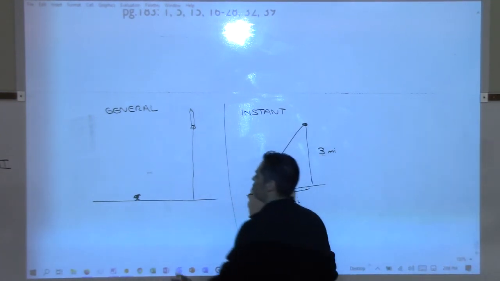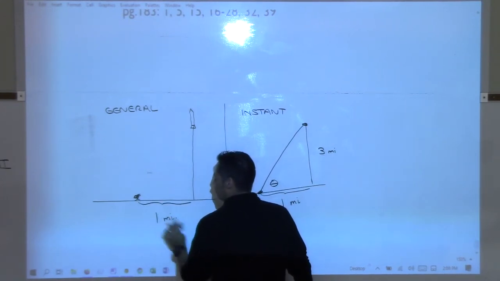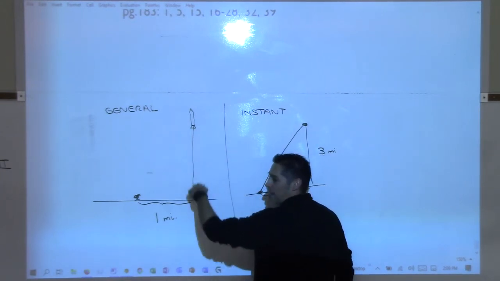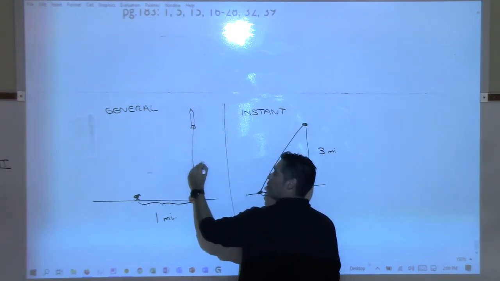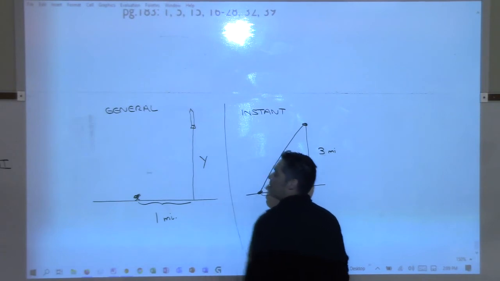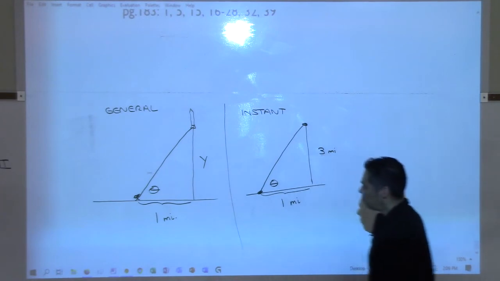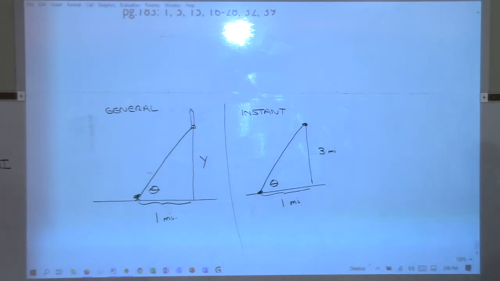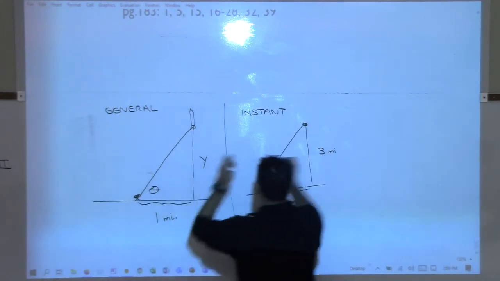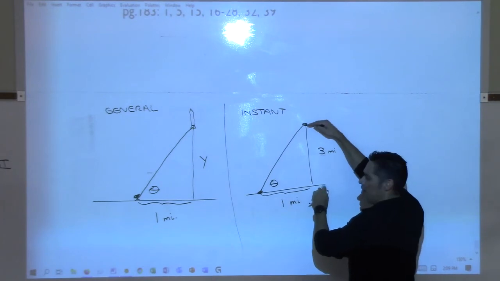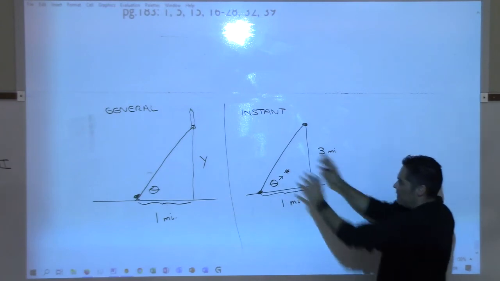Over here, in the general picture, this distance is 1, and that doesn't change, because the observer doesn't move. But the height of the rocket is changing, so we have to label it with a variable. Can I use h or y? Okay, y is changing, and the angle of inclination, theta, is changing. So those are our two pictures, one where things are changing, and the instant in time, 3 miles high, 1 mile, which is fixed now. That is a number. We don't know what it is without a calculator, but it's fixed.